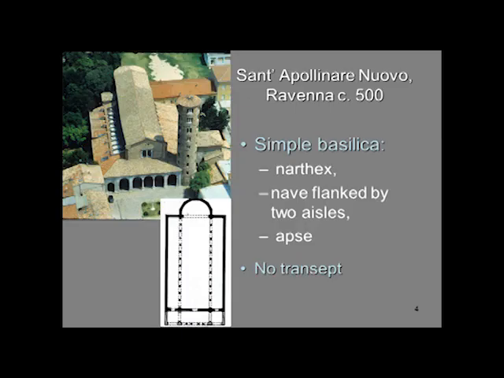Sant Apollinare Nuovo is a simple basilica. It has a narthex, or entranceway, and it has a nave flanked by 2 side aisles and an apse. It has no transept. And when you look at the exterior, you can see how the nave rises up and how the side aisle is lower and the narthex is in front. It's just all very, very clear when you look at this aerial view.